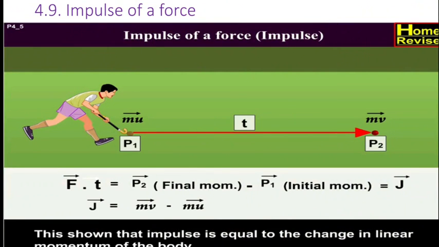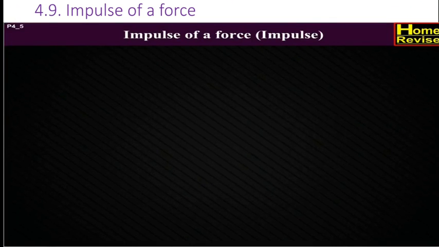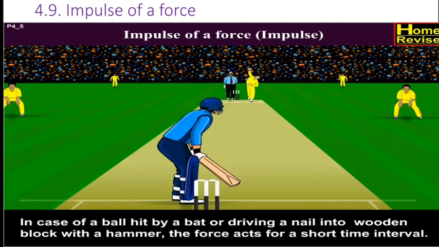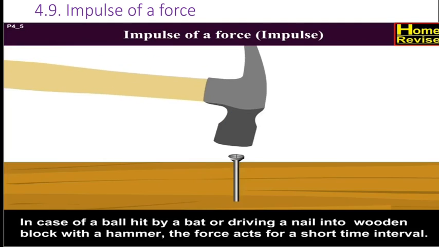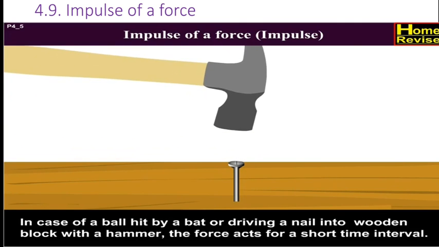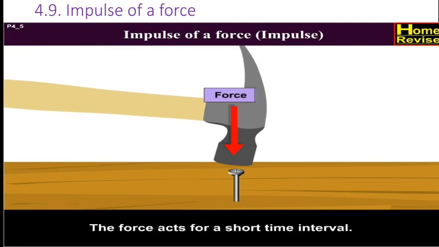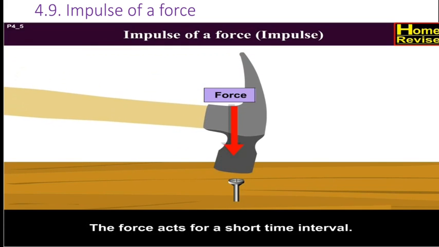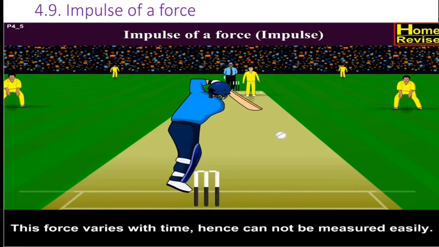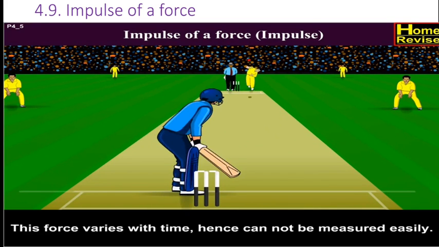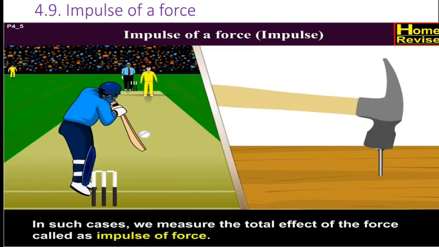Now, next point is impulse of force, which can be explained in animation. In case of a ball hit by a bat or driving a nail into a wooden block with a hammer, the force acts for a short time interval. This force varies with time, hence cannot be measured easily. In such cases, we measure the total effect of the force called impulse of force.